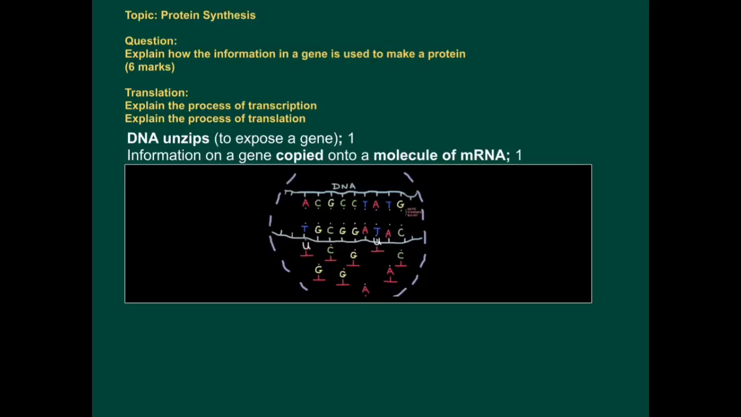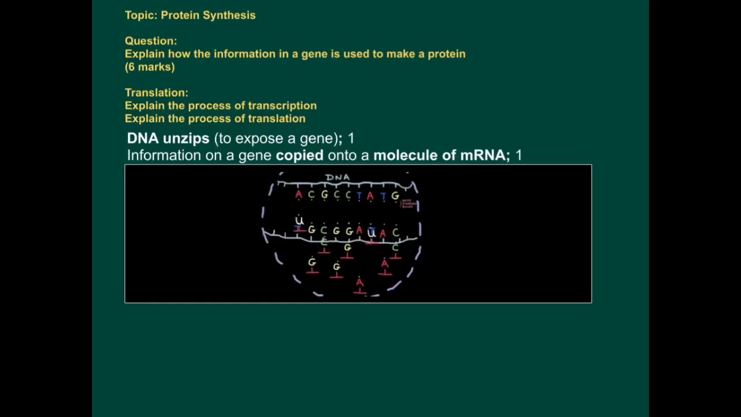So mRNA nucleotides will be attracted to their complementary base on DNA in the exposed strand. And you can see that happening now. So you can see nucleotides for mRNA are basically attaching to, or bonding with, their complementary base partner on DNA. But you can say all that just by saying the information on a gene is copied onto a molecule of mRNA, and that's our molecule of mRNA.